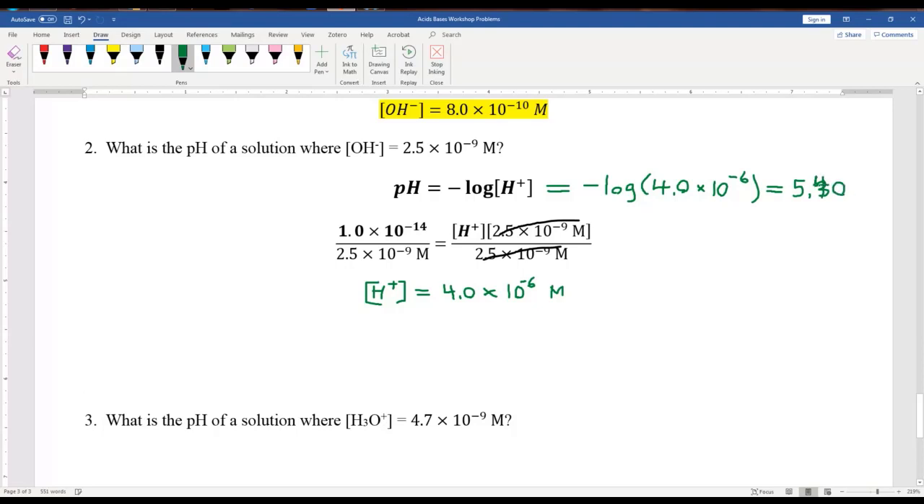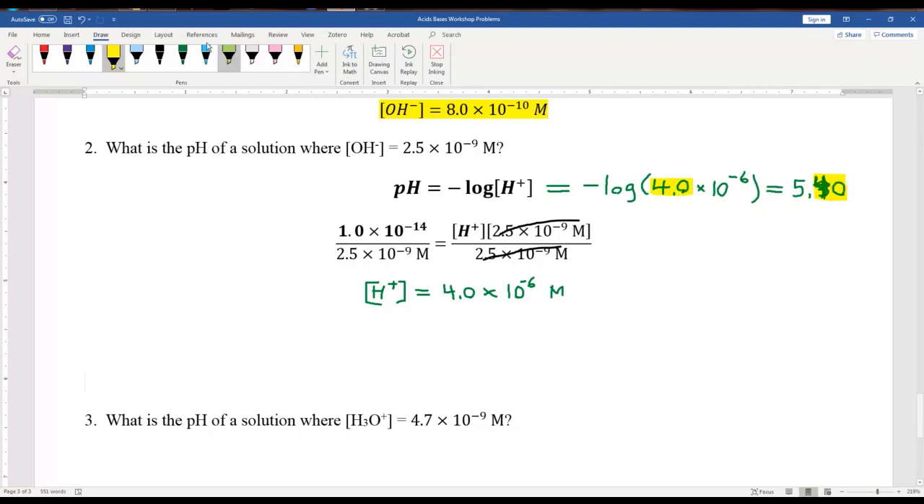So 5.40. Now, logarithms have an interesting significant figure rule. Basically, whenever you take the log of something, the number of significant figures in your number becomes the number of places past the decimal. It's just a coincidence that these happen to be the same number, 4.040. It doesn't usually work out that way. But there are 2 places past the decimal and 2 significant figures. That's how you do significant figures with logarithmic values.